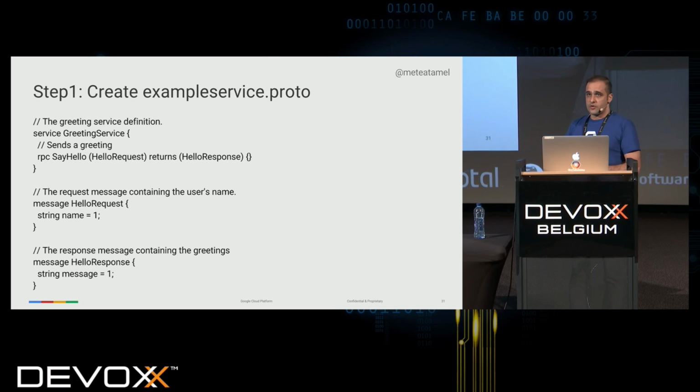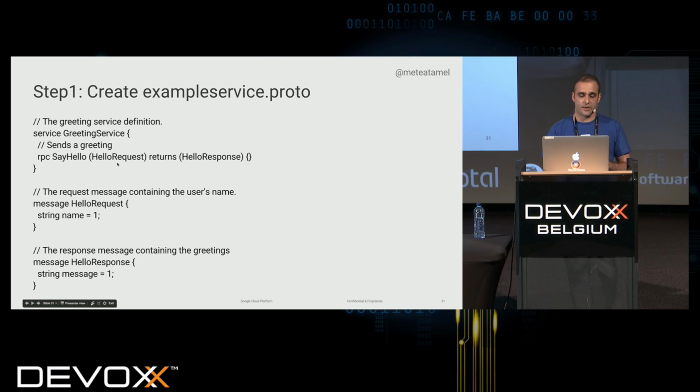First, you need to create the service definition file, as I mentioned. So the first thing you do is you create an example service.proto. Here, we are saying that we have a service called greeting service, and then it has an RPC method called say hello, and it takes in a hello request and returns a hello response. So it's very simple, just one method, and it has one parameter and returns one parameter.